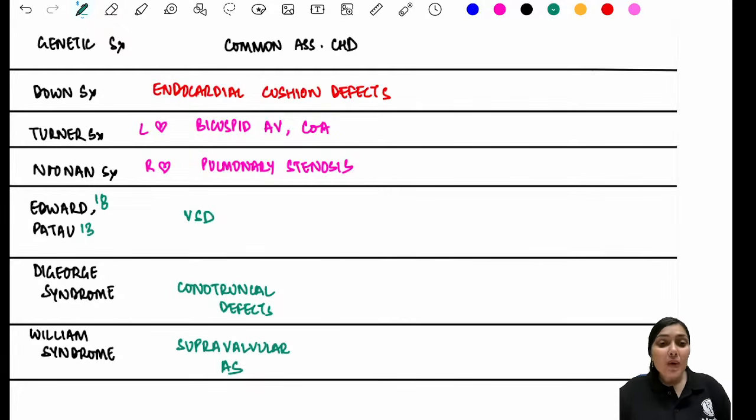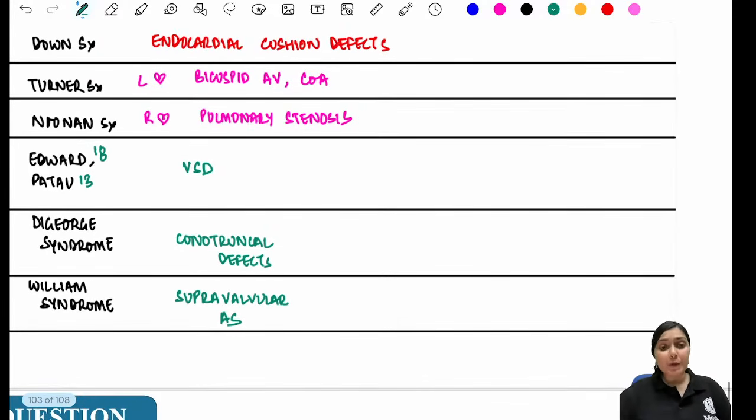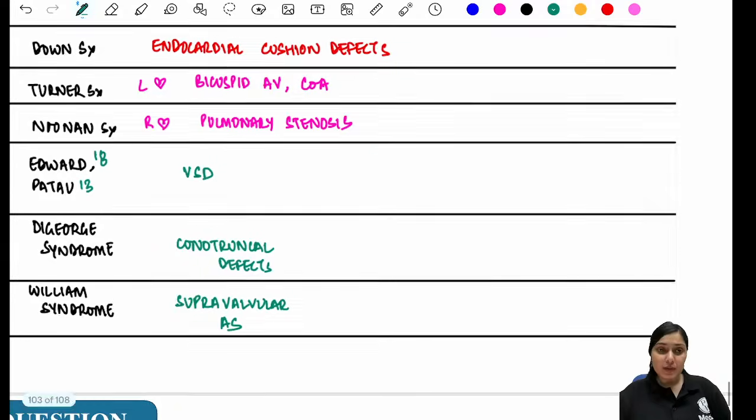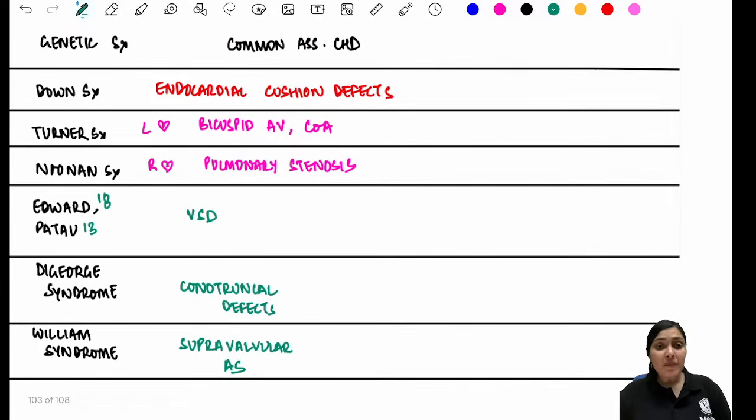On the other hand, in Noonan syndrome, you see right-sided heart defects. On the right side, you have right atrium, right ventricle, and pulmonary artery, so pulmonary stenosis. Then we have Edward and Patau syndrome. Edward is trisomy 18, Patau is trisomy 13. Here the commonly associated congenital heart defect is ventricular septal defect. Then we have DiGeorge syndrome. In DiGeorge, you see conotruncal defects. And then we have Williams syndrome, where you see supravalvular aortic stenosis. So very important high yield table, genetic syndromes and commonly associated congenital heart defects.